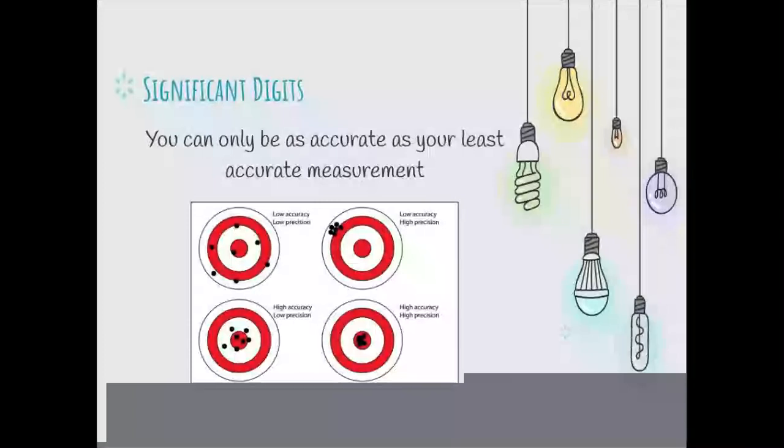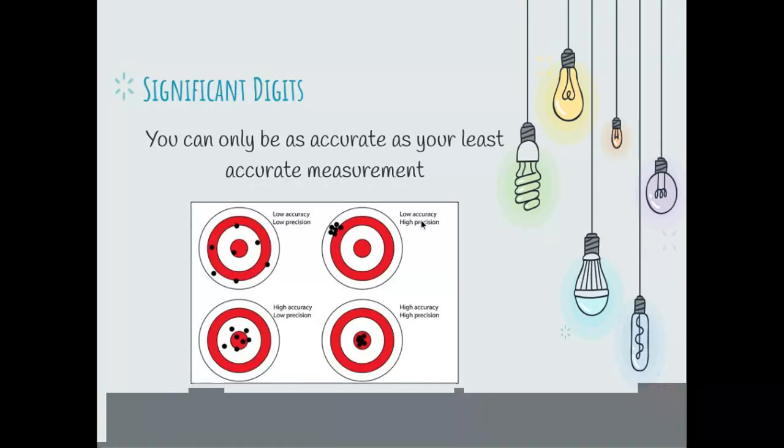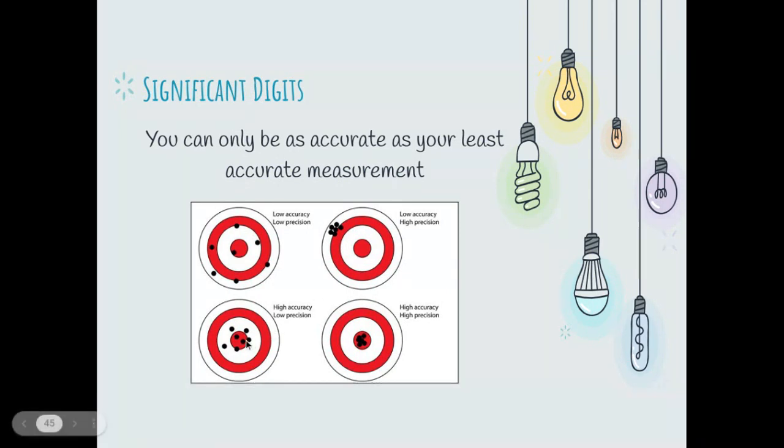A significant digit is important because you can only be as accurate as your least accurate measurement. This graphic shows the best representation: low accuracy and low precision. Low accuracy but high precision means all of these shots are in a very tight grouping, so that gives me a very precise measurement, but it's very far away from the center of the target. High accuracy but low precision means I made quite a few of them right in the middle of the target, but they're not very close together. High accuracy and high precision means they're right on spot and very tightly grouped.